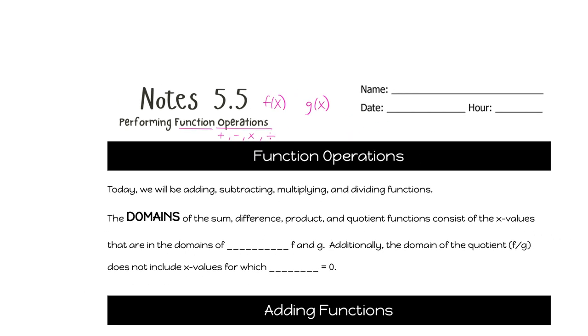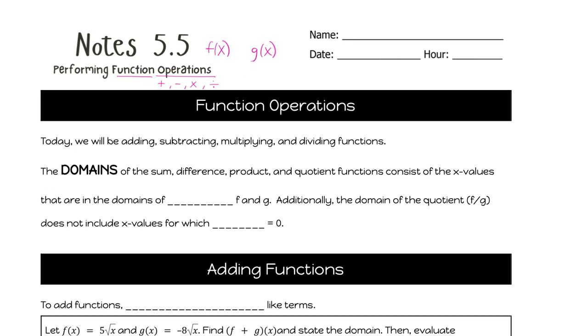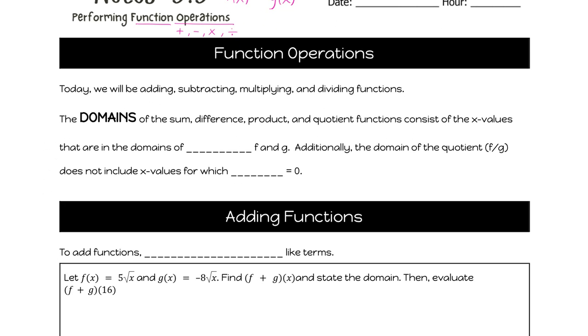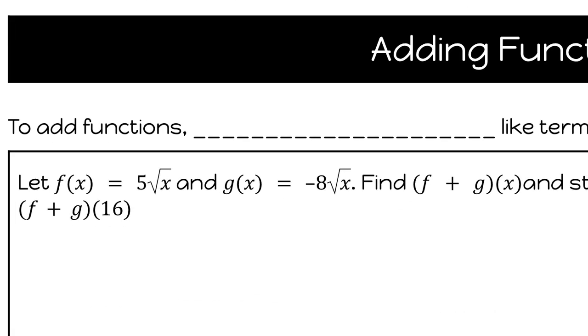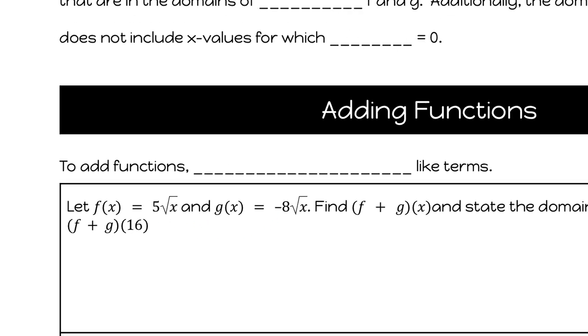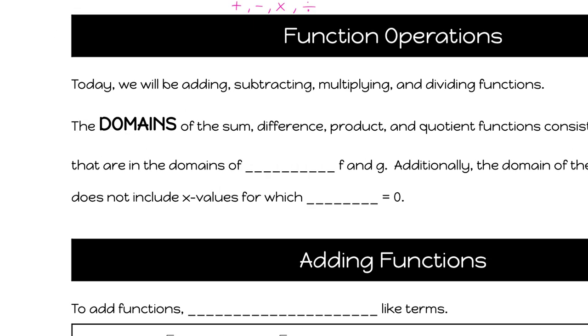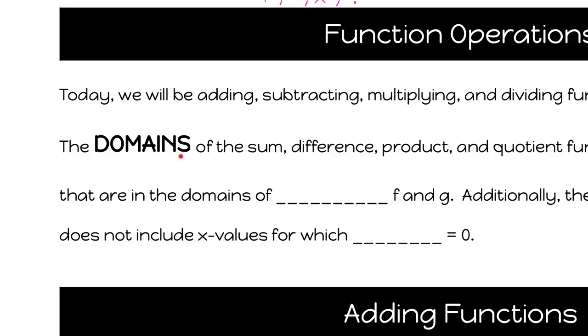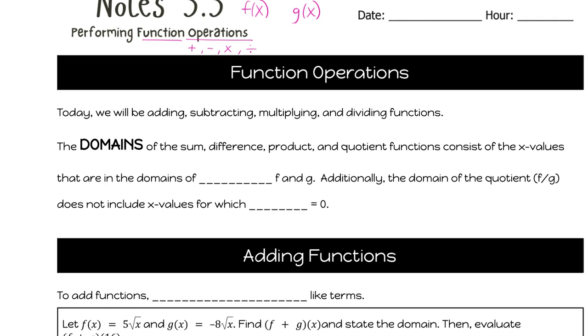A lot of these operations we've already been doing in this class, so some of this will seem very familiar. For example, if you have two radical functions, we already know how to add radicals together and how to multiply them and so on. So some of this stuff will seem like review, but we're also going to talk about some new things, such as how to find the domain of that new function that we created after we've performed the operation. So let's go ahead and get started.